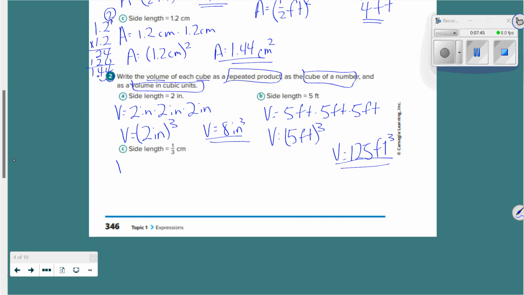Our last one, again, all that changes is we're now using a fraction, but I'm rewriting it 3 times for length, width, and height. Then I'm going to put it into cubic notation. Then I'm going to actually do the math. It doesn't change it in practice. Same concept. But 1 times 1 is 1 times 1 is 1 times 3 is.